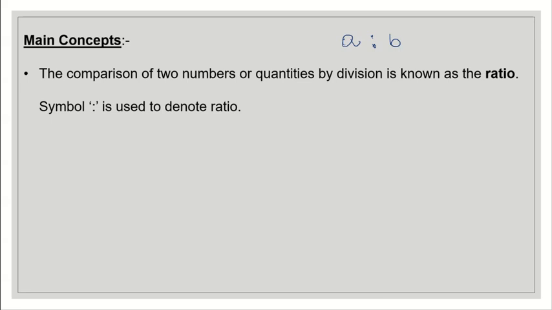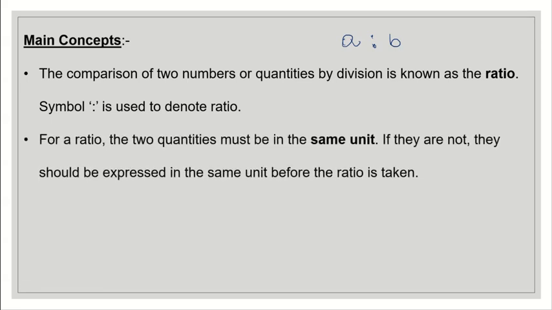Now moving on to the second point, for a ratio, two quantities must be in the same units. So while we are finding a ratio, we must take them into the same units and find the ratio. If they are not, they should be expressed in the same units before we find the ratio.